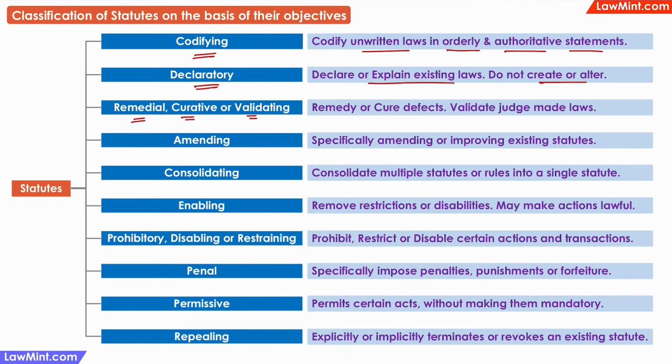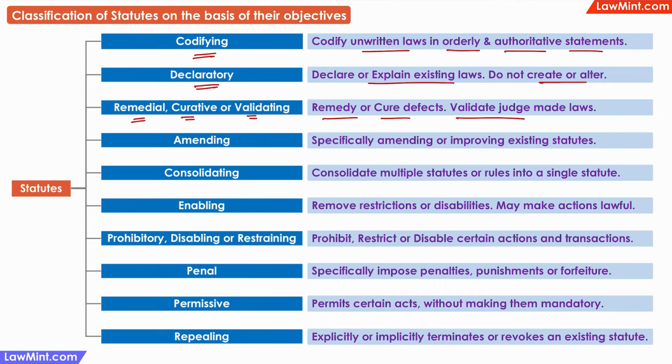Remedial, curative, and validating statutes remedy or cure defects in existing laws without making substantial changes. They may also validate judge-made laws or judicial precedents by including them in the statutes. For example, the Companies Amendment Act of 2015 was introduced to simplify the procedures and remove some of the ambiguities in the previous Companies Act of 2013.